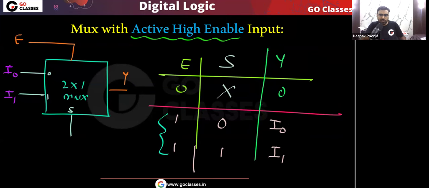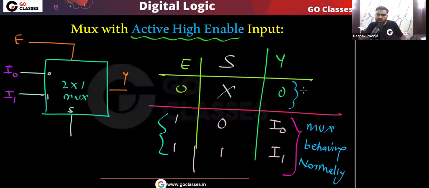When the enable is 1, the multiplexer is behaving normally. This is the mux behaving normally. And here you can see that the mux is idle. So that's it. Very simple.